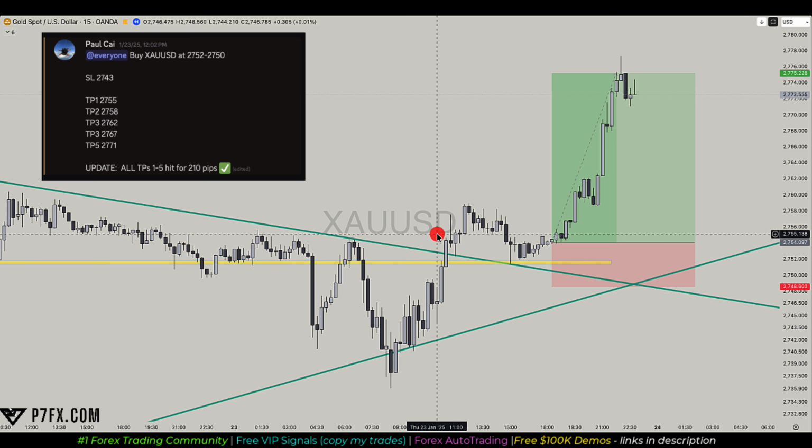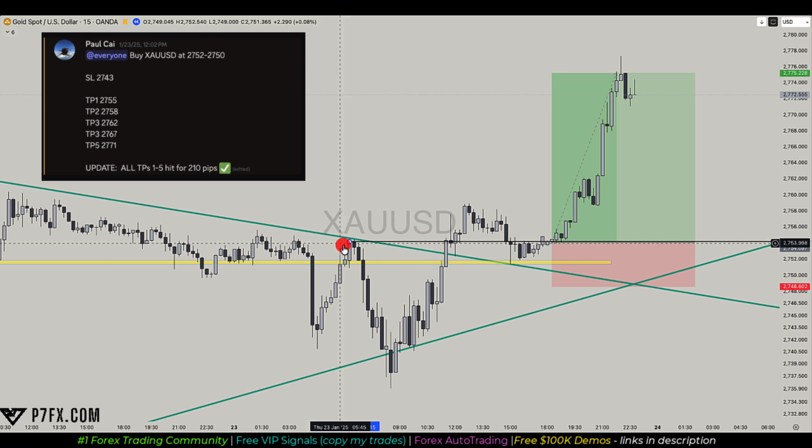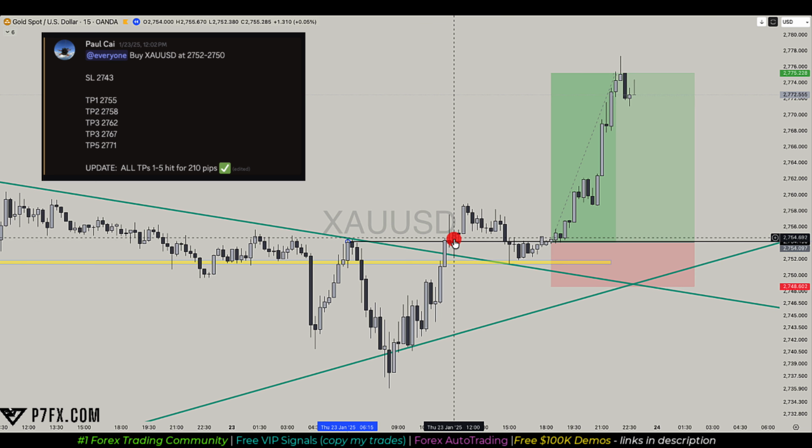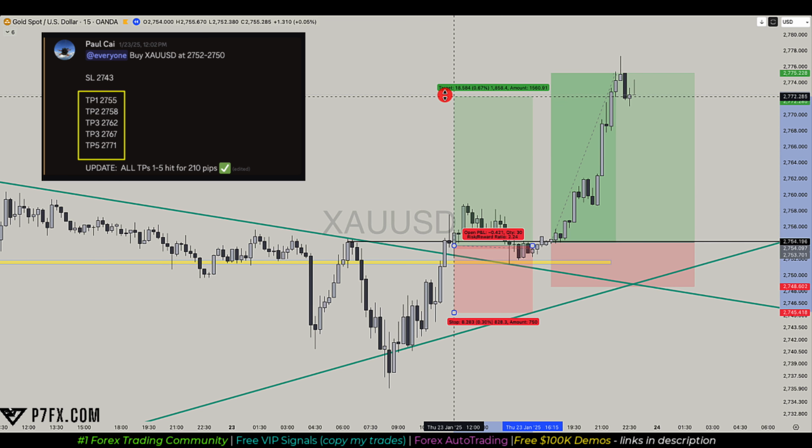This was also a valid entry because of the breakout. What was a prior level of resistance from this peak is now serving as support from the rejection of the zone and this long wick. Our students entered here with take profit targets maxing out at around 27.71 for 200 pips.